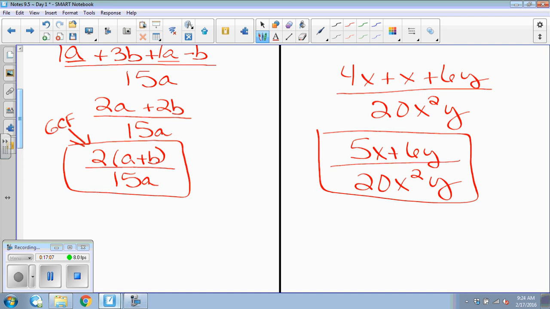How do you know when it's a standalone factor? If it's that times, they're separate factors. Like if it was 5 times x plus 6y over 20x squared y, then you could do that because this is a standalone factor. You can only cancel factors. If it's a term that's part of another factor, it's not legal to do that.